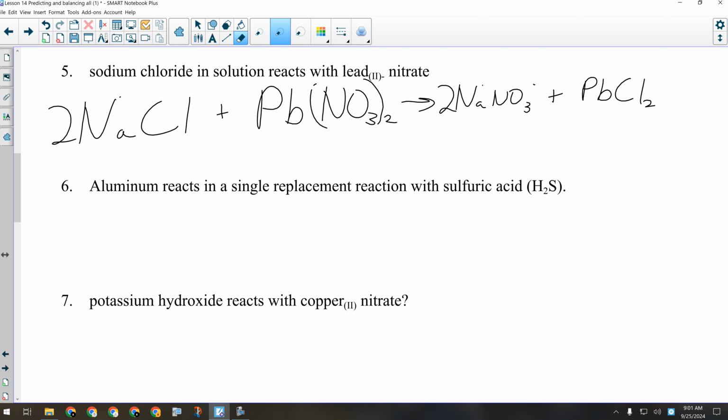So this multiple choice question would probably go something like this, okay? A would be like sodium nitrate, okay? B would be lead 2 chloride, okay? C would be both, and D would be neither.